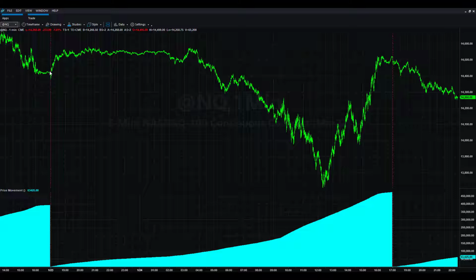Hypothetically, if you bought the low, sold the high, or sold the high and bought the low of each bar, completely impossible. Don't even try. This indicator is not designed to tell you how to trade. It's just designed to tell you what the price movement is during the day. And so I wrote this indicator. I'm going to share the Easy Language with you now so you can see that.